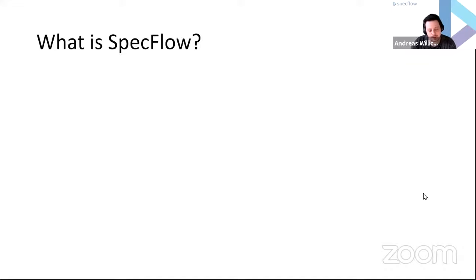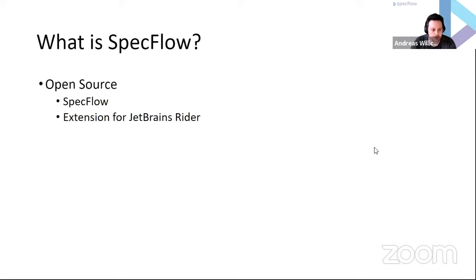SpecFlow also has multiple products, tools, parts. Not that easy. Some of them are open source. So SpecFlow, the core, is open source. It's available on GitHub. We also have extensions for various IDEs, one extension for JetBrains Rider and one for Visual Studio. And both of them are also open source, also on GitHub.